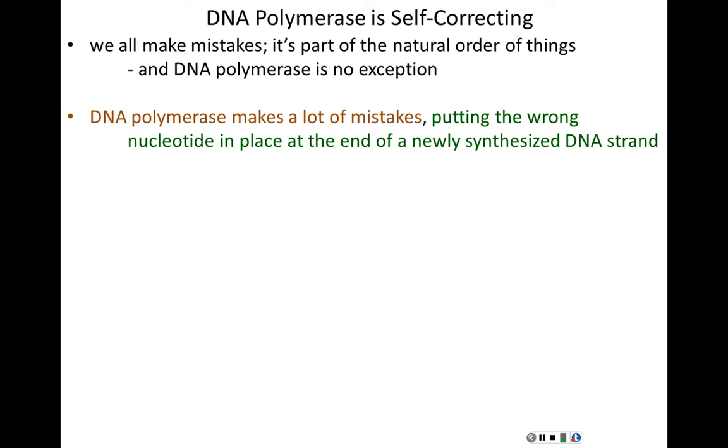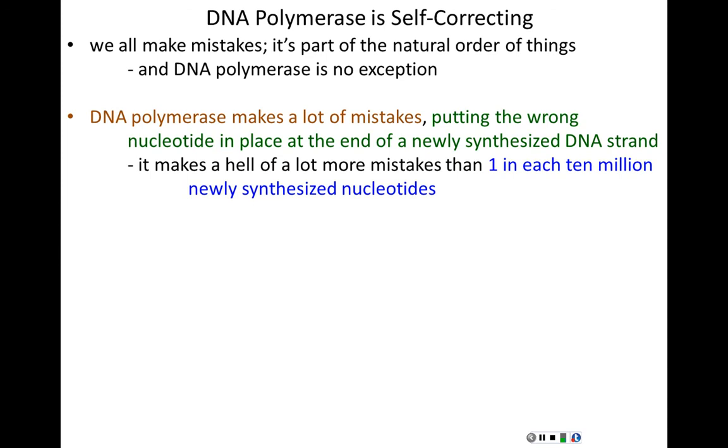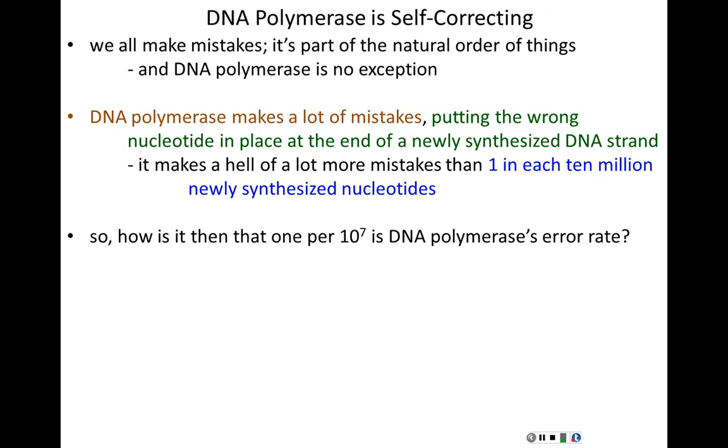Now, DNA polymerase makes a whole lot more mistakes than 1 in 10 million, which is its uncorrected, unrepaired error rate. So if DNA polymerase makes more mistakes than 1 in 10 million, how is it possible that DNA polymerase's error rate is 1 in 10 million? I'll say that again. If DNA polymerase is making more than one mistake in every 10 million bases added, how is it that that's its error rate?